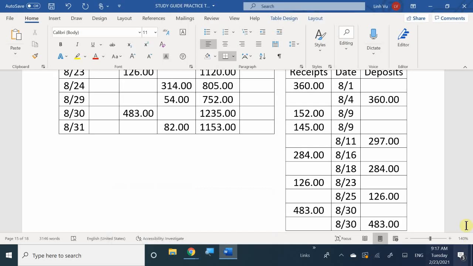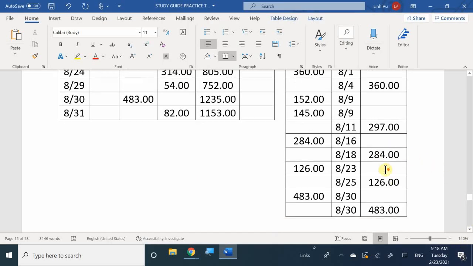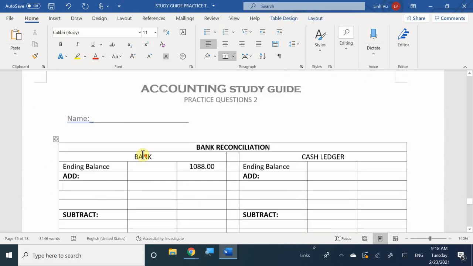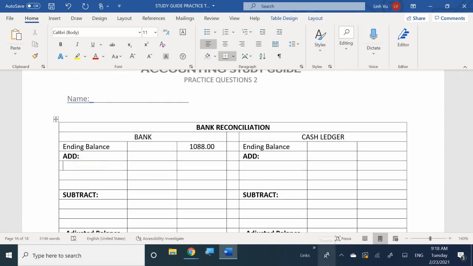The 483? Yeah, 483 did not clear. So in this case, I'm going to write August 30th for 483. Okay, what is the next thing I have?